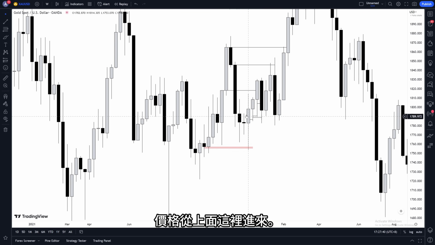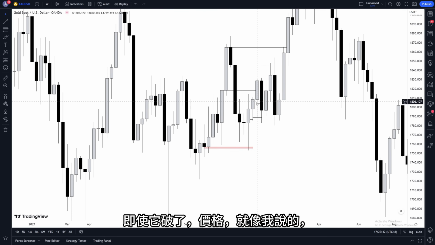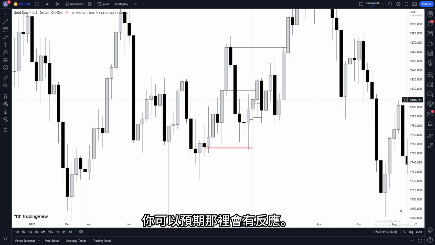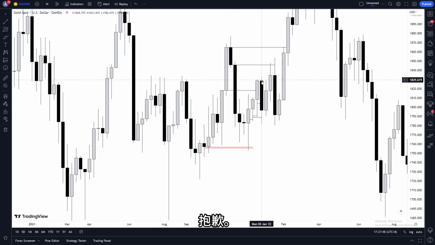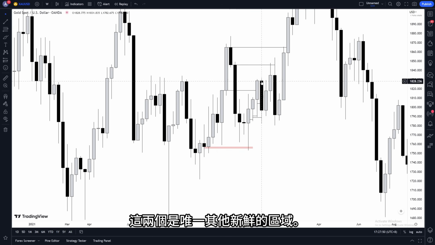This was my first entry, right? All of that stuff. Here was an open close. Price came in already and tapped that. Here was another open close. Price comes in from the top over here. Even though it broke, price, as I said, you can expect rejections from there.